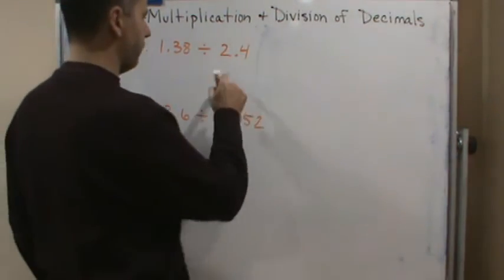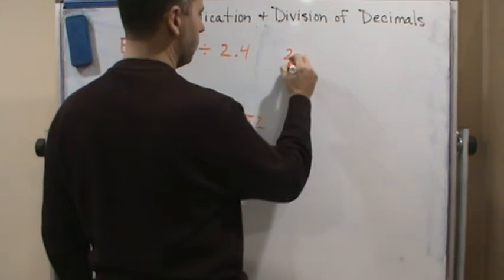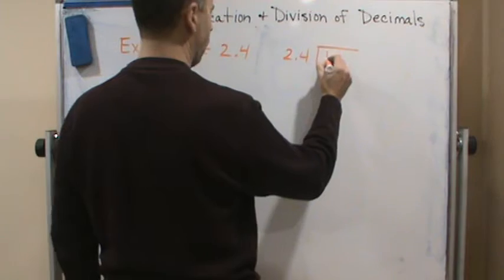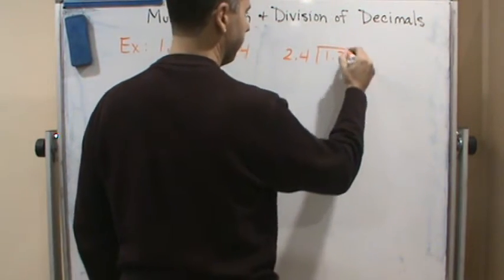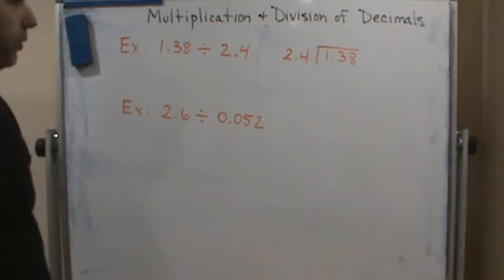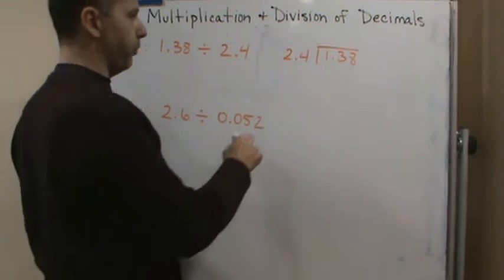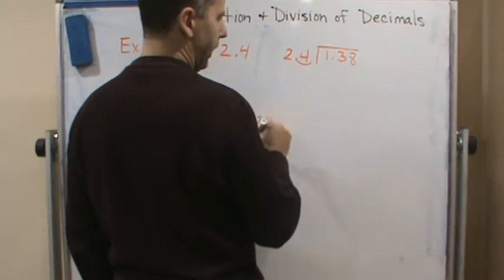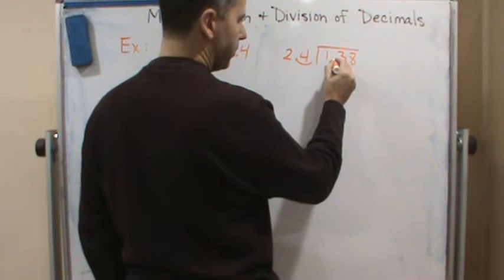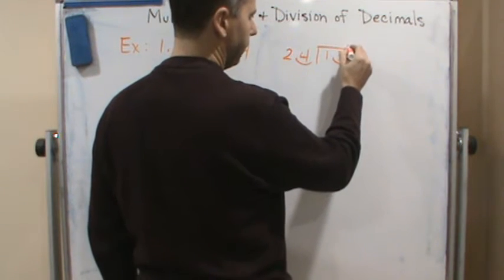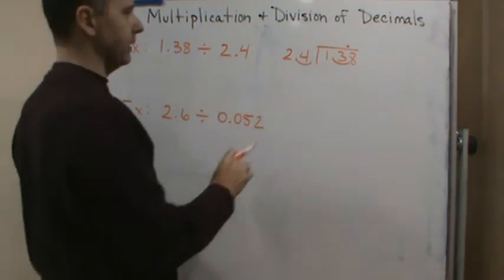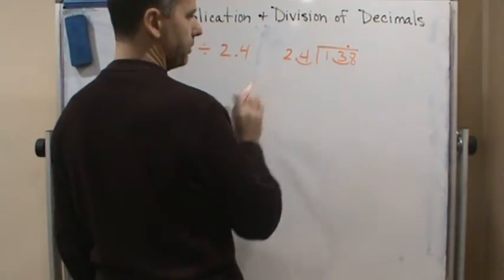Okay, so I'm going to set it up with the divisor, so it's going to be 2.4 divided into 1.38. And so what I'm going to do is start by moving the decimal point over 1 unit, so I want to make it a whole number. And that means I'm going to have to move this decimal point to the right as well, 1 unit. And then I'm going to put the decimal point right up there. And now I'm going to treat these as if they were whole numbers.